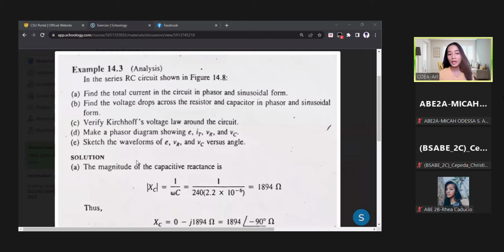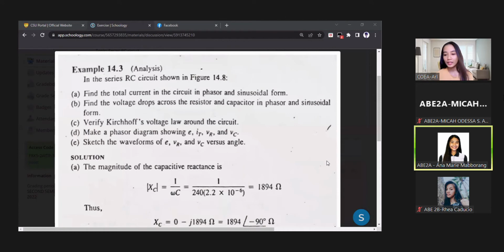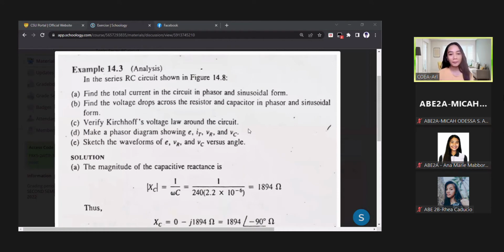Since the capacitor is now in series with the resistor, what is the reactance called, for those who have reviewed? Capacitive reactance, ma'am. Yes, very good. So that is a capacitive reactance, the counterpart to the inductive reactance.